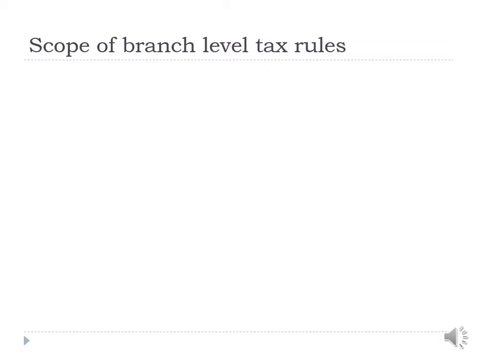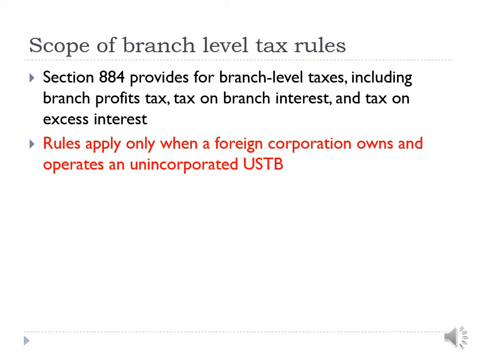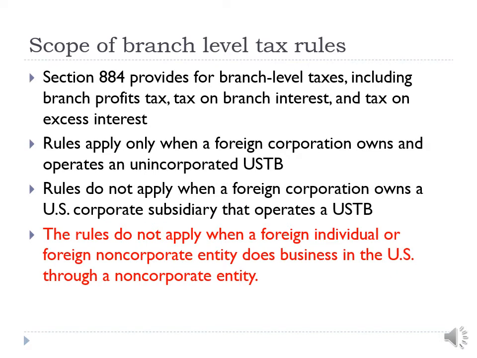Here's an overview of the scope of the branch-level tax rules. Section 884 provides for the branch-level tax rules, which include the branch profits tax, the tax on branch interest received, and the tax on excess interest. These rules apply only when a foreign corporation owns and operates an unincorporated U.S. trade or business. The rules do not apply when a foreign corporation owns a U.S. domestic corporate subsidiary that operates a U.S. trade or business. And the rules do not apply when a foreign individual or foreign non-corporate entity does business in the United States through a non-corporate entity.